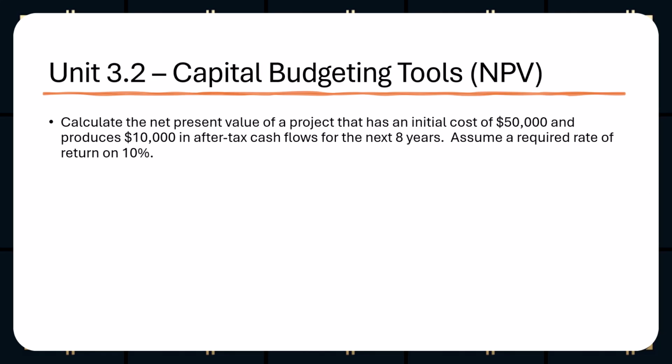All right, folks, last question. Calculate the net present value of a project that has an initial cost of $50,000 and produces $10,000 in after-tax cash flows for the next 8 years. Assume a required rate of return of 10%.